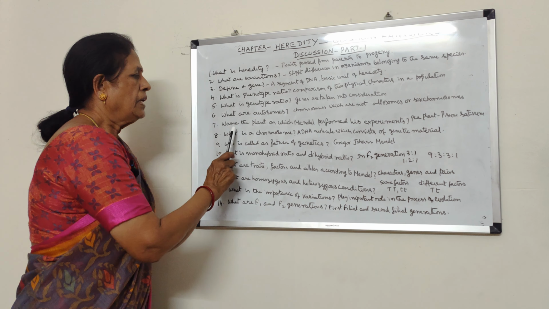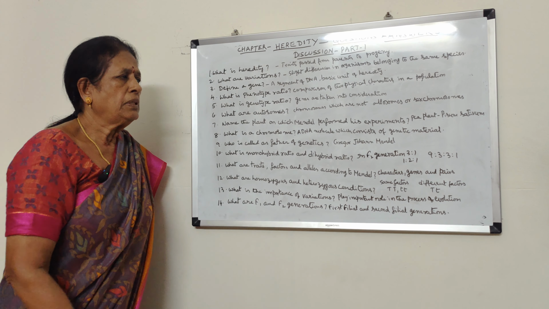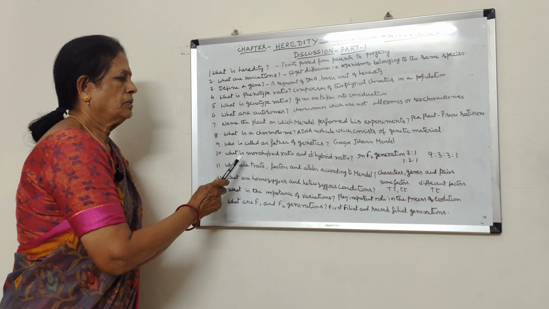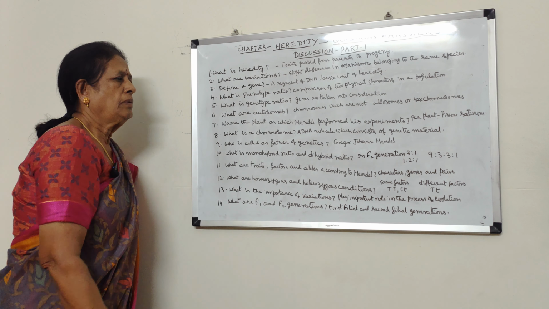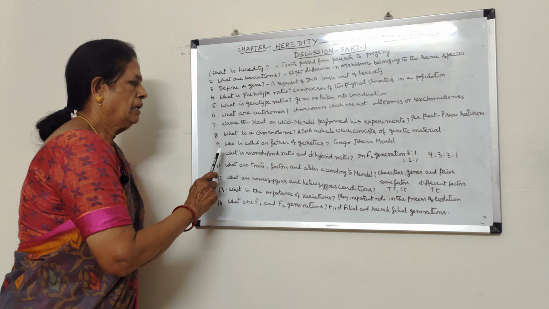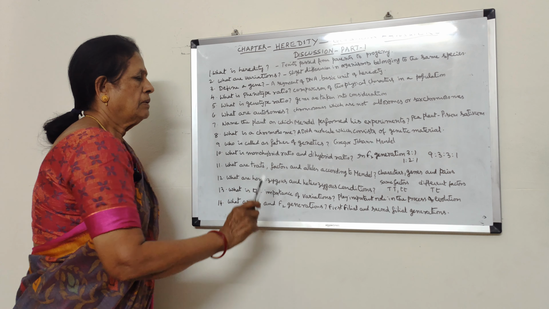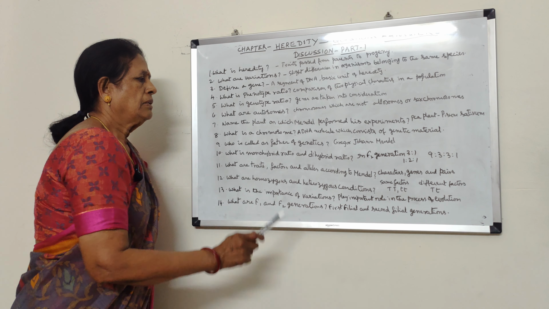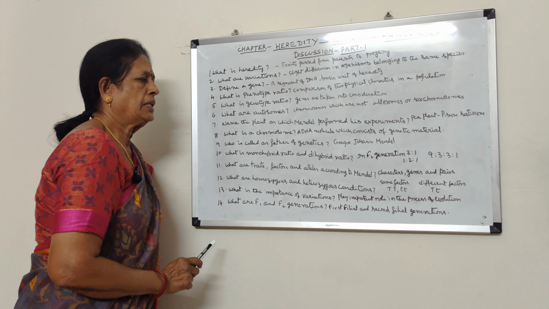A chromosome is a DNA molecule which consists of genetic material. DNA, deoxyribonucleic acid, that you know. So a chromosome is a DNA molecule which consists of genetic material. Who is called the father of genetics? He is called the father of genetics, Gregor John Mendel.